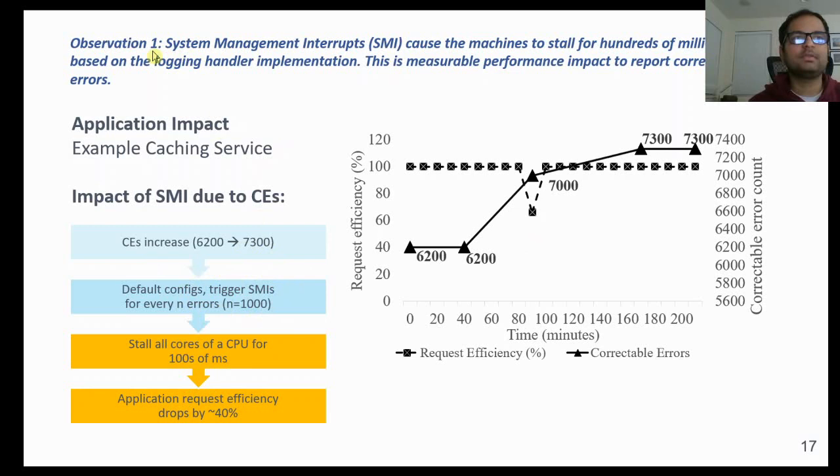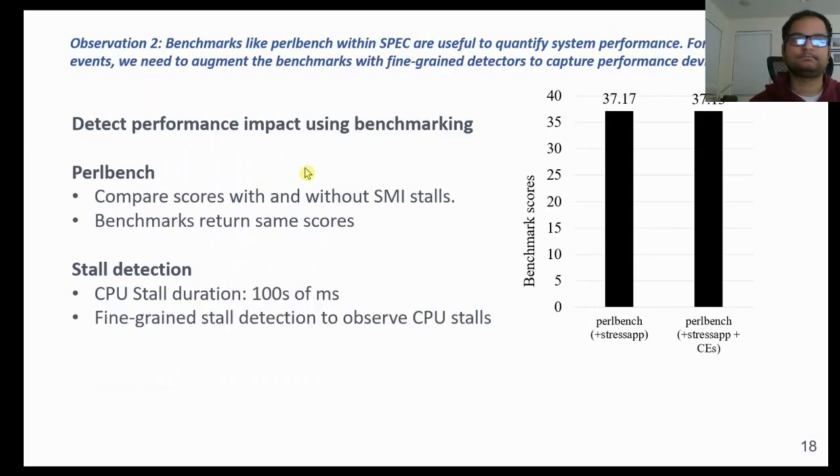So, our first observation is system management interrupts cause the machine to stall for hundreds of milliseconds based on the logging handler implementation. This is a measurable performance impact just to report correctable errors for high-speed caching services. Let's move on to the next observation.